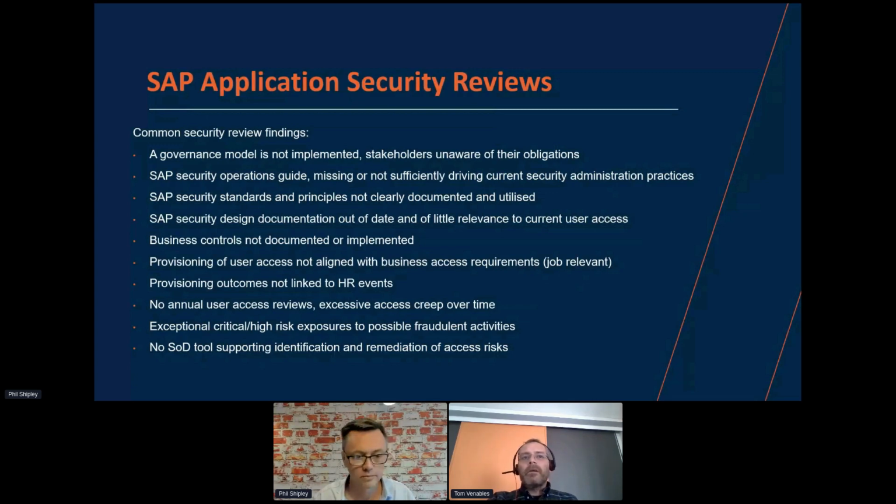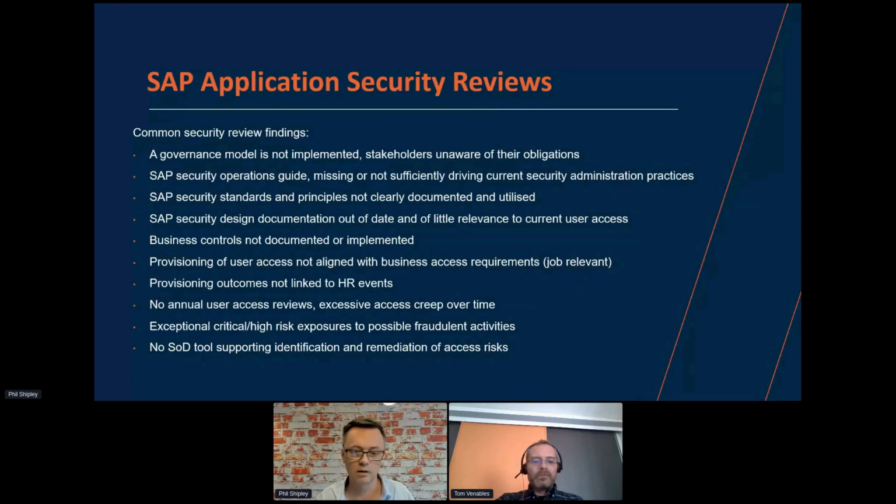Yeah, I mean, if you're not operating with a cast of thousands, you've got to have some mitigations in place. And most people, I'm hoping, are familiar with things like three-way matching and four-eyes principles and release strategies, etc. But do you know if they're addressing your risk is a really important part of it. User access not aligned with business access requirements or being job relevant.